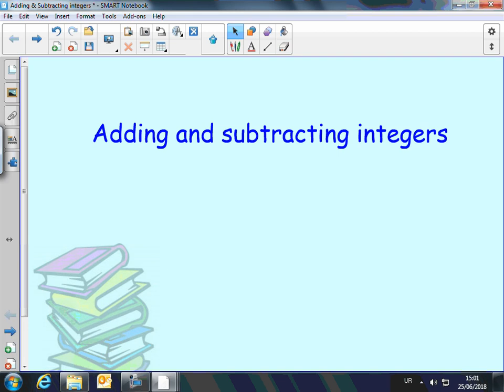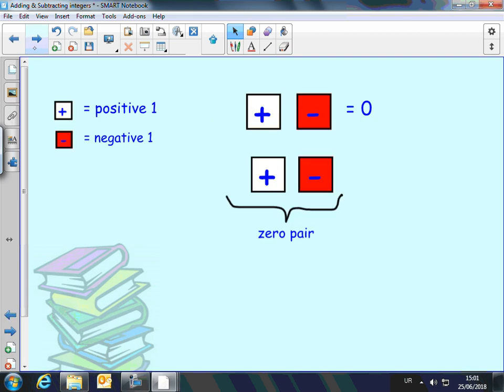Adding and subtracting integers. On the board, I'm showing you a yellow tile which represents 1 positive and a red tile which represents 1 negative. Now, when we have 1 positive and 1 negative, that gives us 0. And throughout this, I'm going to call that a 0 pair.